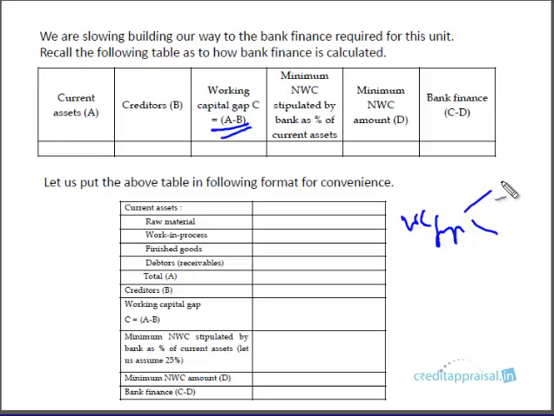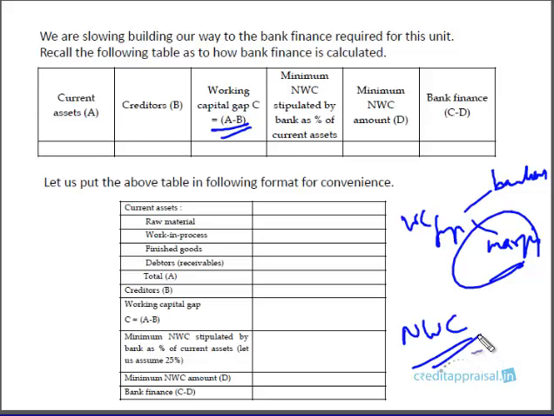So this working capital gap is going to be shared between the bankers and the borrower's margin. Borrowers will get some margin, right? They'll bring some margin, and bankers will sanction the balance portion. So this margin is the NWC. This is stipulated by the bankers as a minimum NWC.